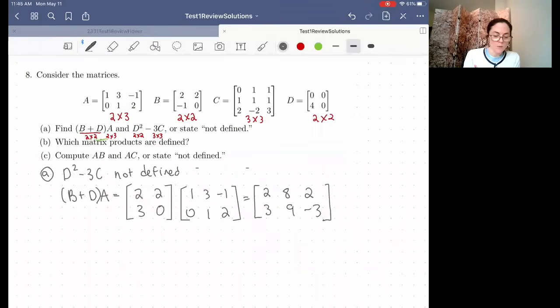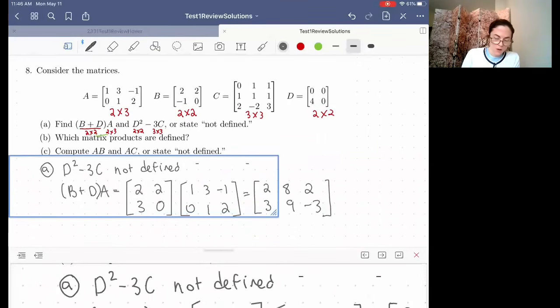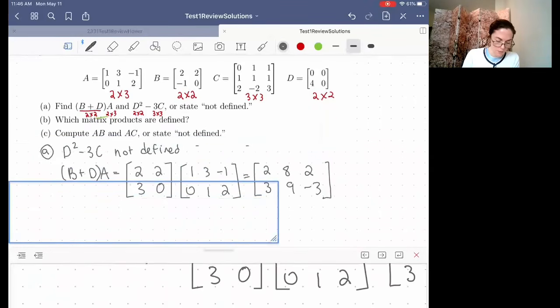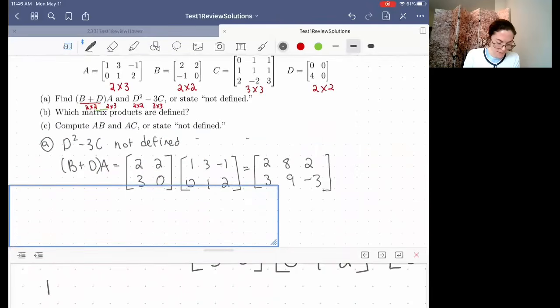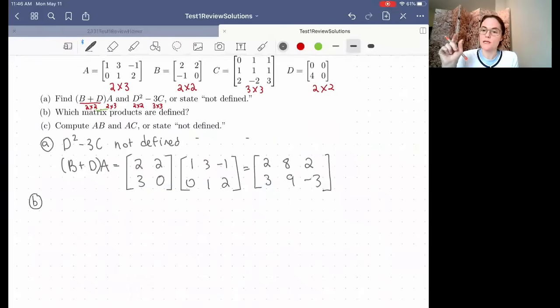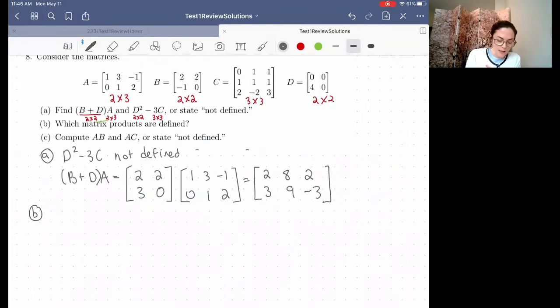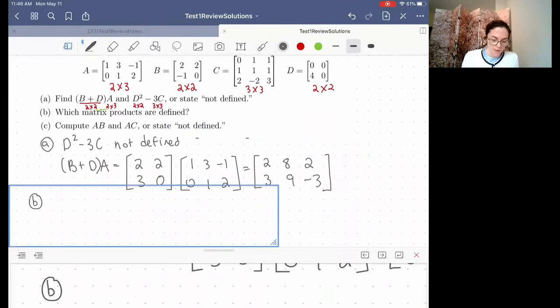Now part B, we're not having to compute anything. We just have to think about all possible products which are defined. And we have to think about the order of them too, because just because you can multiply two matrices in one direction doesn't mean you can multiply in the other direction. For example, what's the first one that we see that is defined? BA is defined, but A times B is not.